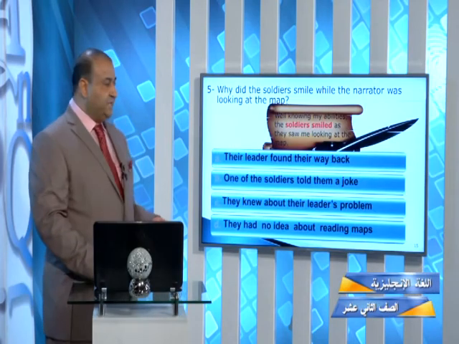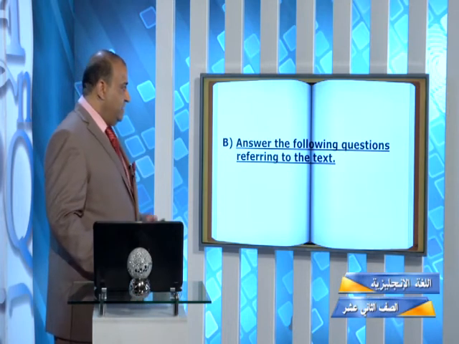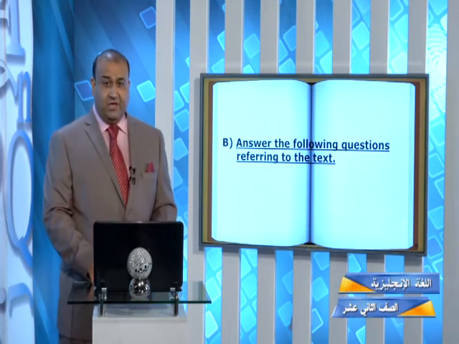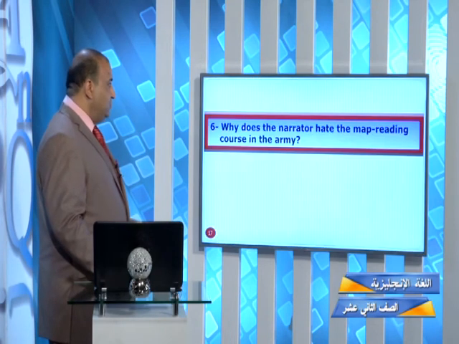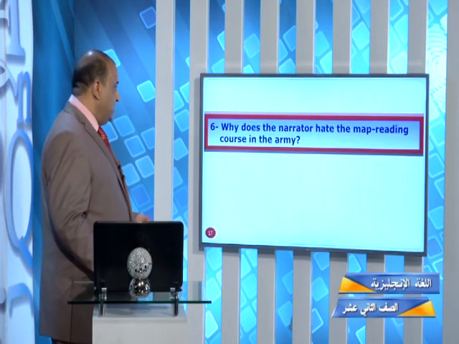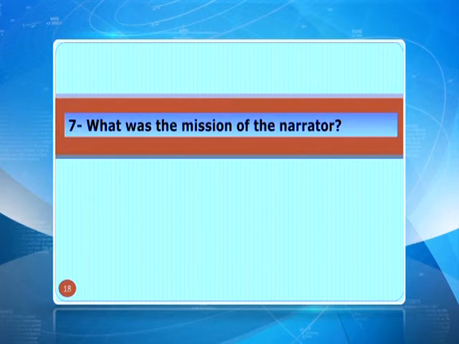Now let's move to task number 2. Answer the following questions referring to the text. Again, this is not a set book question. Here we have to stick to the pieces of information that you have in your passage. So, the first question in task 2, which is the 6th question in the reading comprehension task: why does the narrator hate the map reading course in the army? Of course, there are reasons. You have to give the reasons. Question number 7, what was the mission of the narrator?